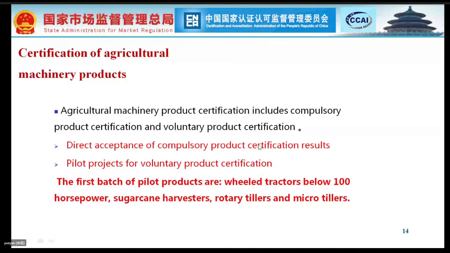Agricultural machinery product certification includes compulsory product certification and voluntary product certification. We accept direct compulsory product certification results. The category range should be determined according to the implementation rules for compulsory product certification and agricultural machinery products issued by the National Certification and Accreditation Regulatory Department.